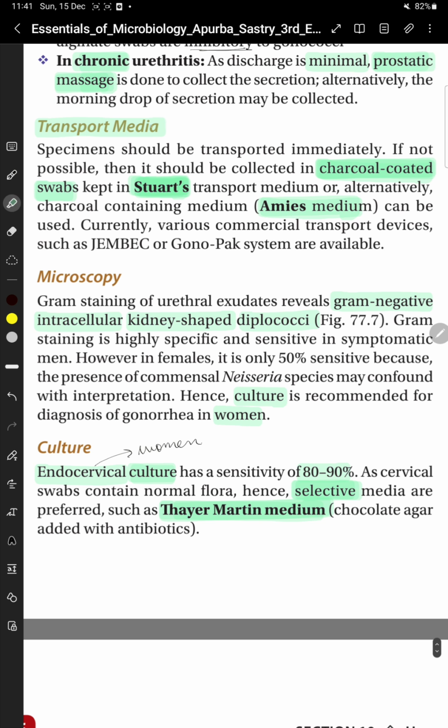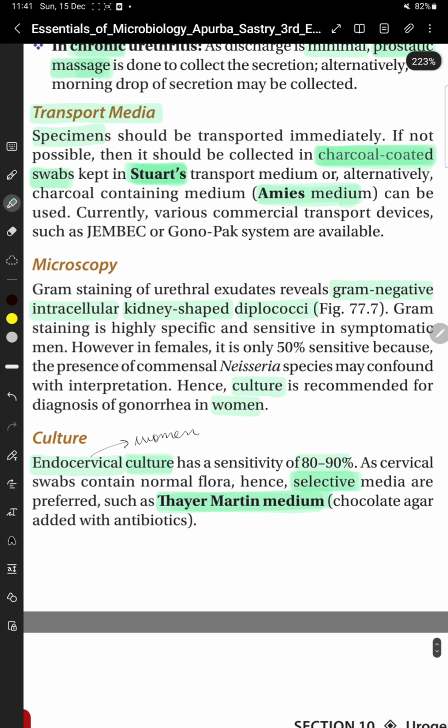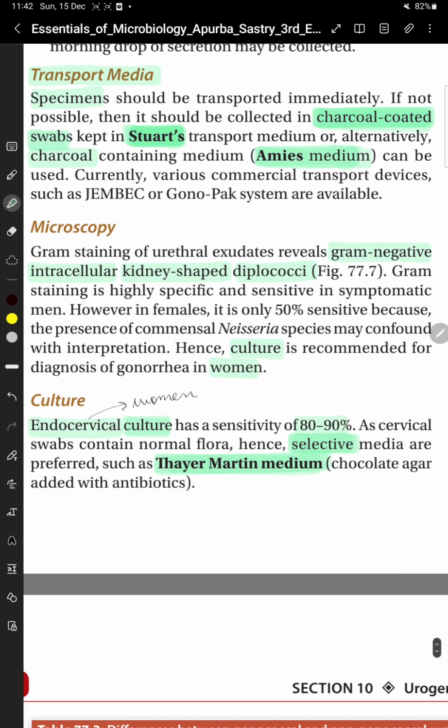For transport, the urethral swab or endocervical swab should be transported immediately. But if immediate transportation is not possible, then we should use a charcoal-coated swab and keep it in Stuart's transport medium. The alternative to Stuart's transport medium is Amies medium, which is a charcoal-containing medium.